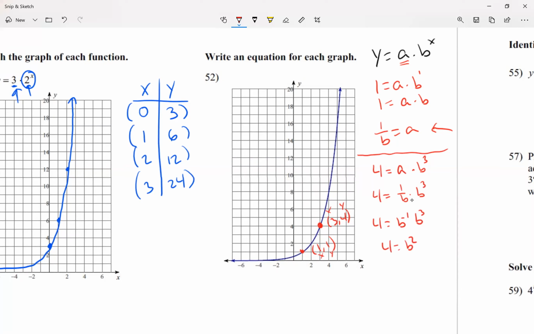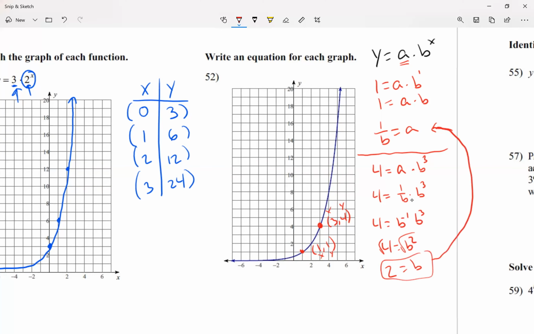Now, let me do the square root because that's how I'm going to get rid of the exponent. The square root of 4 is 2, right? Nice, I have the value of b now. So matter of fact, let me box it because I'm going to use it. I'm going to use this value to figure out what a is. A is 1 over 2. Let me use this box right here.